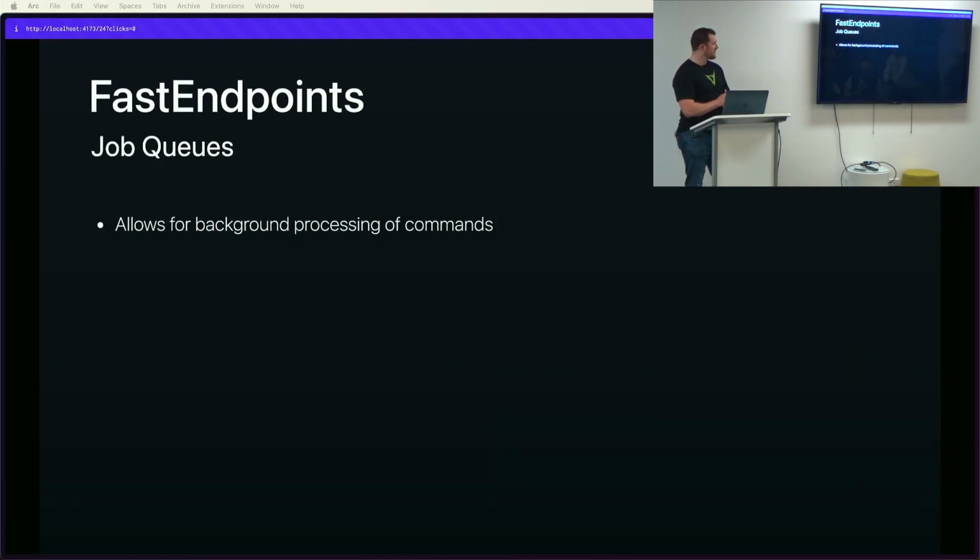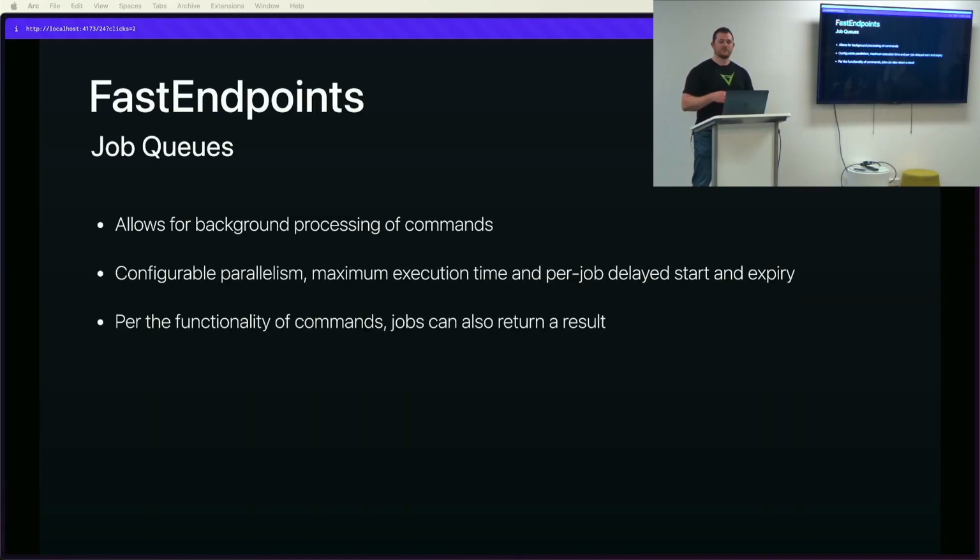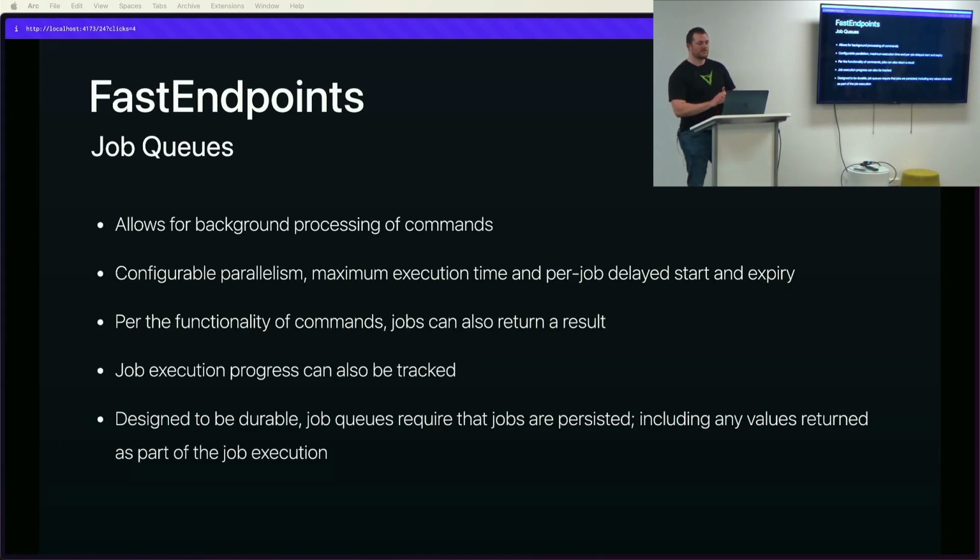So FastEndpoints also gives us a way to invoke those very same commands as background jobs. We have control over the degree of parallelism, maximum execution times, delayed starts and expiries. Given that these jobs are essentially just commands under the hood, they can still return a result if required, and we can also track the progress of these jobs. While it seems like we can just easily throw our existing commands into a job queue, these jobs are actually designed to be durable, so there is a little bit more setup required.